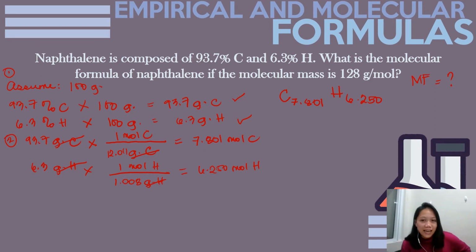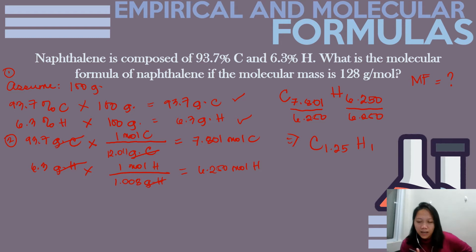Tama? Kasi, we need a whole number. Hindi naman pwedeng hatiin si electrons, si protons na nandoon sa atoms. Okay? So, we need a whole number. So, we need to divide this one with the lowest number of moles among these two. Ano mas bababa? Si 6.250. So, you divide both of them by 6.25. And there you will get an answer of C. Si C ngayon ay magiging 1.25. Si H magiging 1.